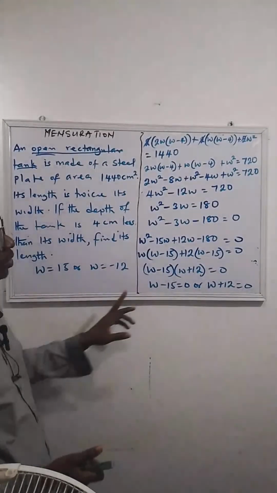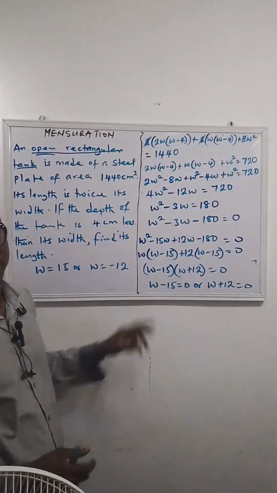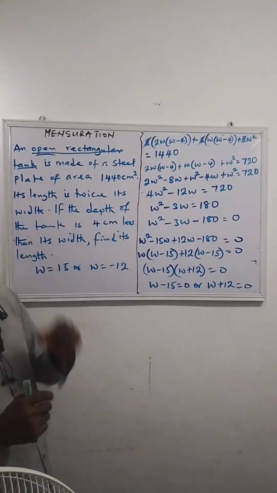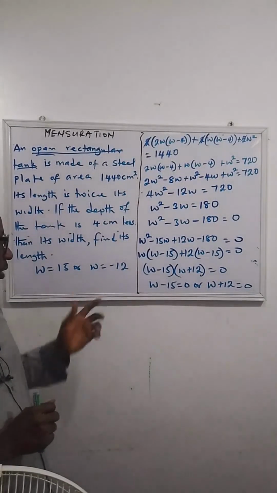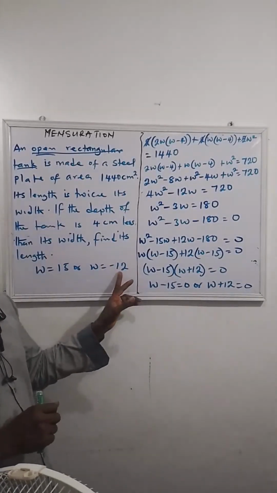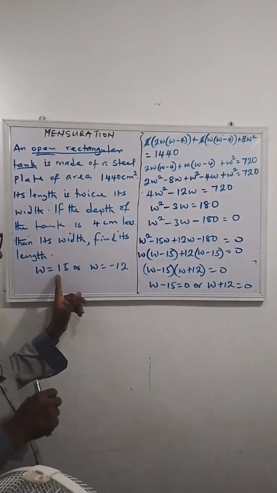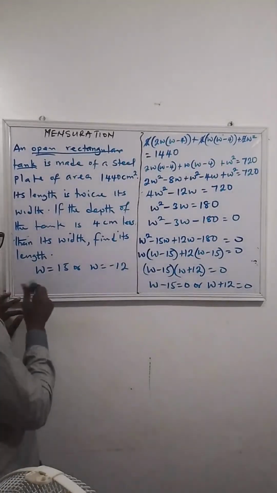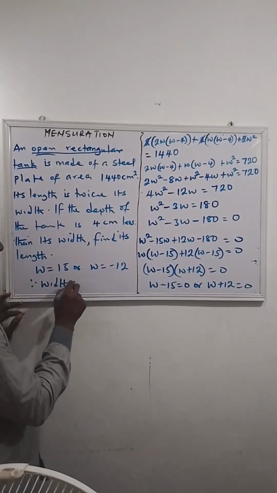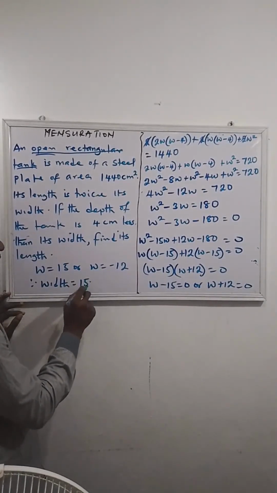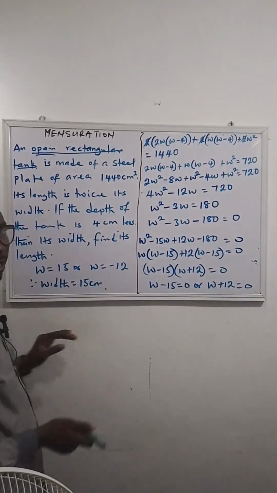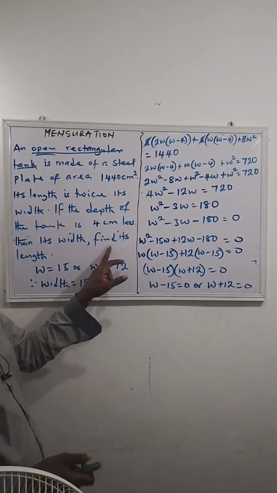Don't forget, w is taken to be the width of the rectangular tank. So it cannot be negative. That means w is not negative 12. W, therefore the width, is 15 centimeters. But don't forget, the question wants you to find its length.